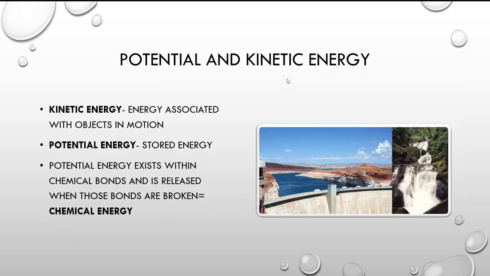Okay, so let's go back into energy again. Remember, energy is the ability to do work, and we have basically two types of energy. We have kinetic energy and potential energy. Kinetic energy is energy associated with objects in motion, whereas potential energy is stored energy. For example, if we are looking at water behind a dam, that is considered potential energy because all of this water is not flowing. It's just stored energy behind this dam.